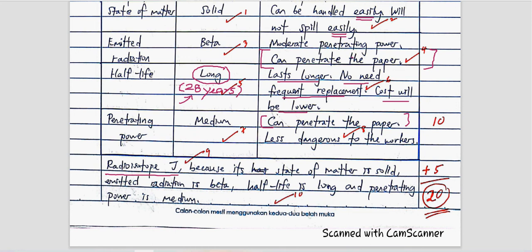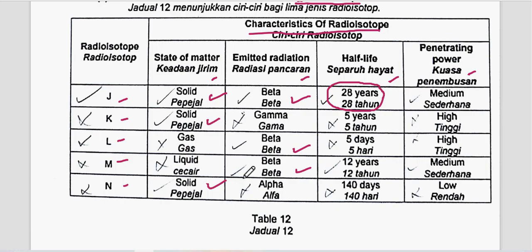So J, state of matter is solid, emitted beta radiation, long half-life which is 28 years. Salin here boleh salin because J has 28 years half-life and the penetration power is medium. Like that. Okay, it's J. This one boleh ditulis in the explanation part. J has long half-life which is 28 years and the penetration power is medium.